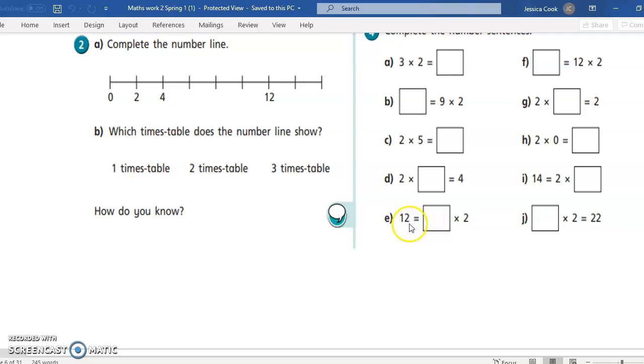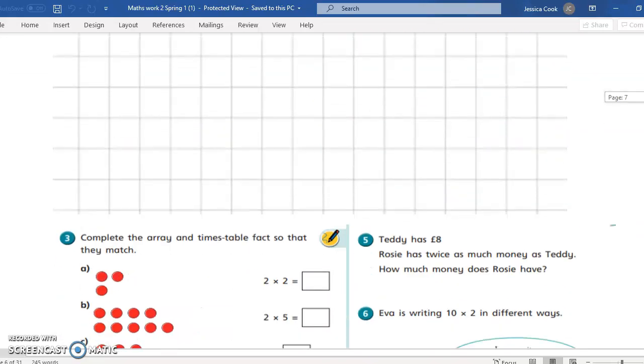Oh no, this one's given us the answer first. It's got 12. And we know that we've got 2 in each group. So what I would suggest for this one is get 12 items, like 12 pieces of pasta or something, and put 2 out into each group. And then when you've finished, you'll figure out how many groups you've got, won't you? That'd be a really good idea for that one.